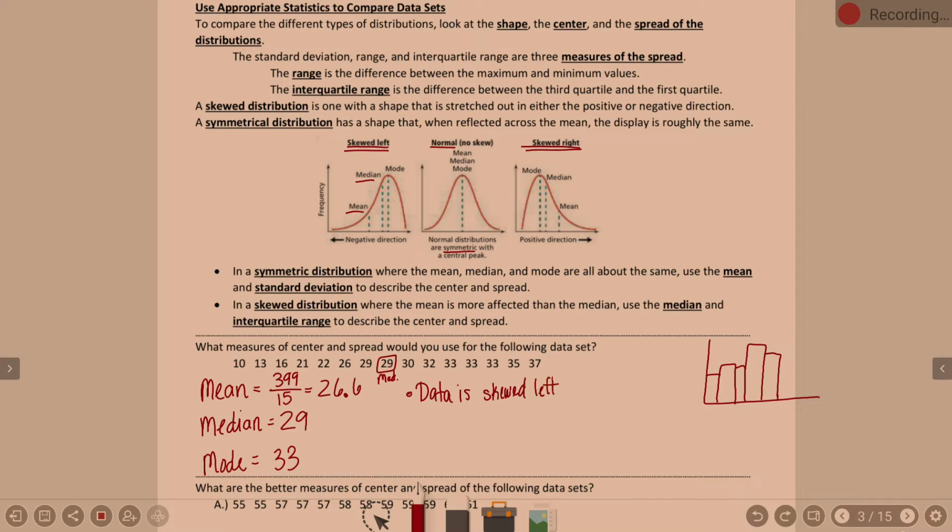And I know it's skewed because the mean, median, and mode all vary. Okay?